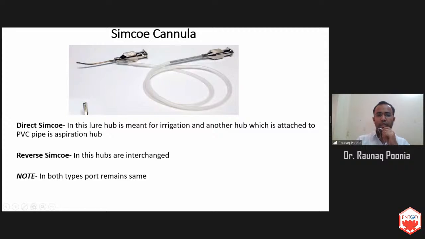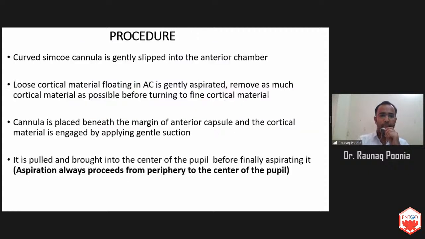This is the layer hub, meant for irrigation, and another hub, which is attached to the PVC pipe, is the aspiration hub. Now, reverse, this is a direct Simcoe. Reverse Simcoe is the same as the direct, but the hubs are interchanged. Now, this lower hub is meant for aspiration, and this hub is used for irrigation in reverse Simcoe. It is important to note that in both these types, the port remains the same.